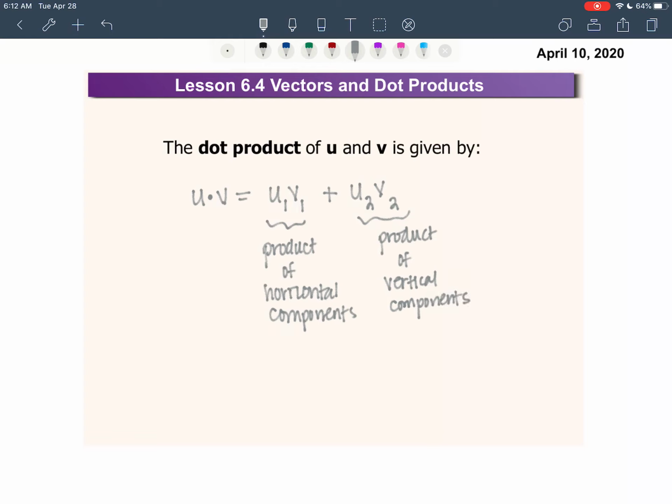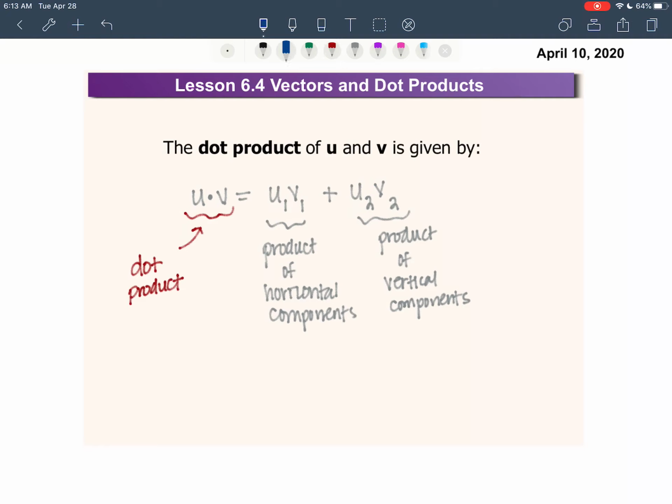Now, the dot product, u dot v, means dot product. The dot product is a way for us to compute angles between two vectors. So we're going to use the dot product for a very specific purpose. However, since we're talking about the dot product, let's talk about properties of a dot product.